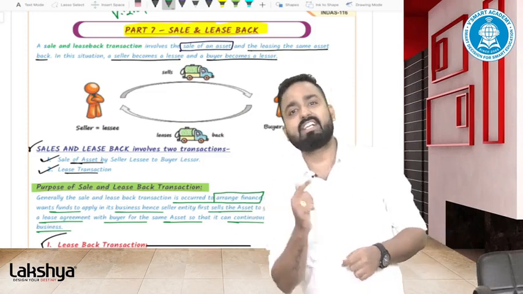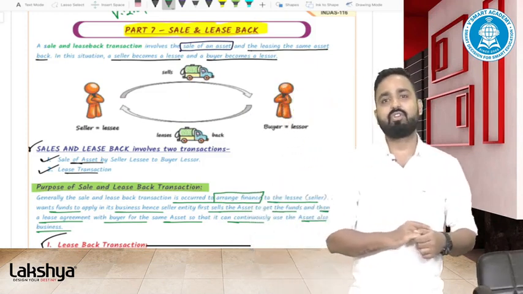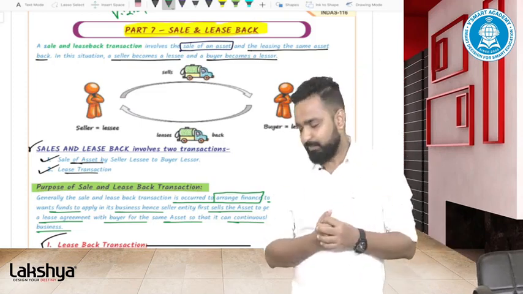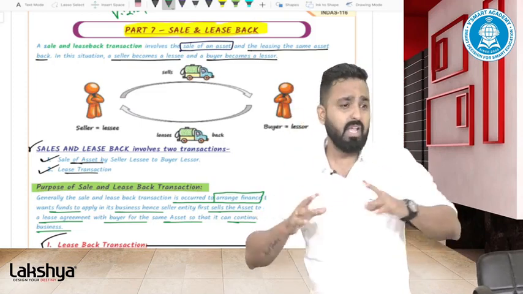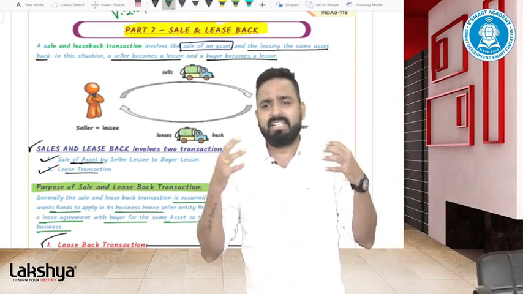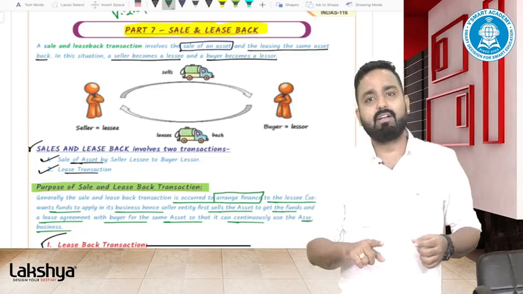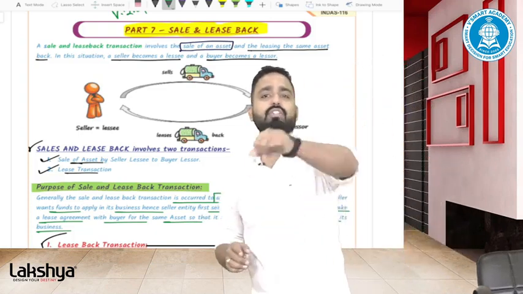Okay, we have to de-recognize the asset. Understood or not? So we have to de-recognize the asset, sale of asset. Now, how to identify? By checking the question. Simple. If there is a sale and finance lease back, we can say that control is not passed.